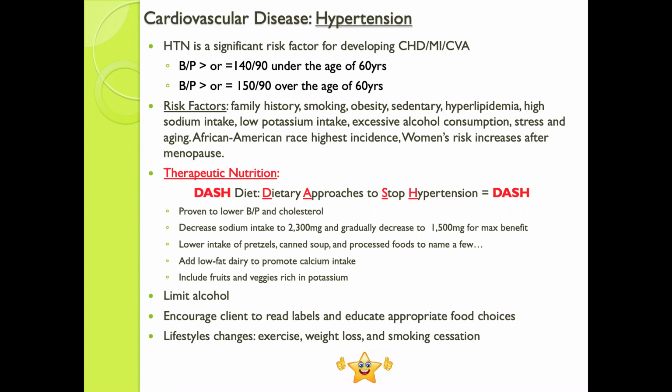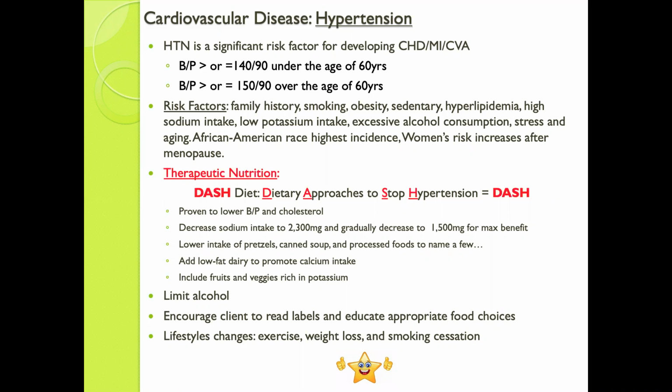These are basically categorized under the DASH, which is Dietary Approach to Stop Hypertension. It's an acronym. Decrease sodium intake to 2,300 milligrams and gradually to 1,500 milligrams per day for maximum benefit. Low intake of basically salty snacks, canned soup, processed foods. Low fat dairy to promote calcium intake. Include fruits and vegetables that are high in potassium.